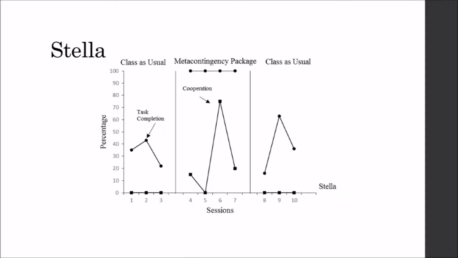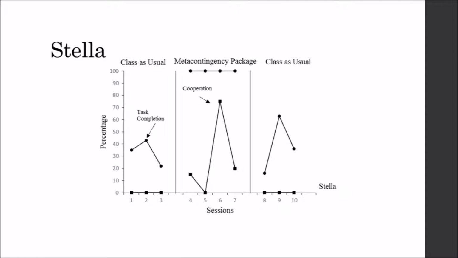Once the meta-contingency package was introduced, Stella's task completion increased to a magnitude of 100% and remained stable along this condition. Cooperative behaviors were variable during the condition. Stella demonstrated cooperative behaviors 3 out of 4 of her intervention sessions.